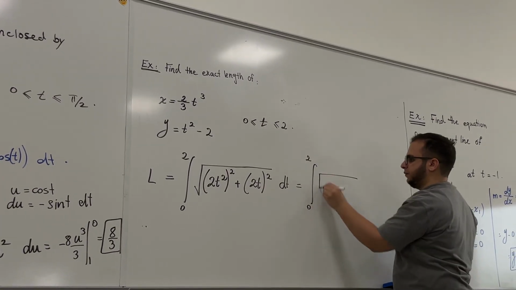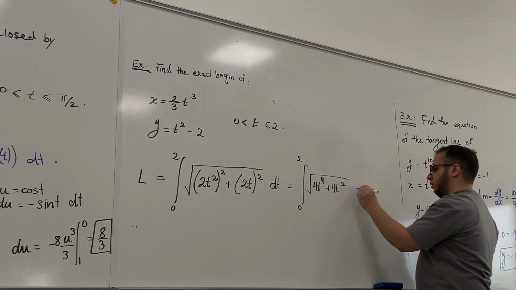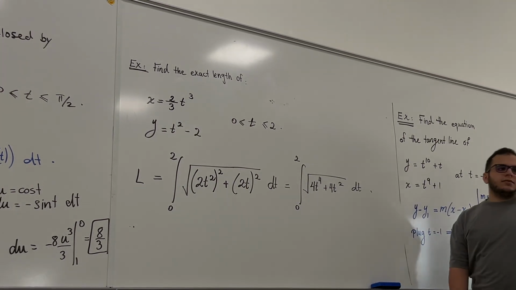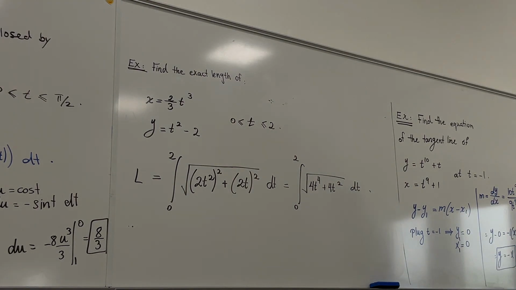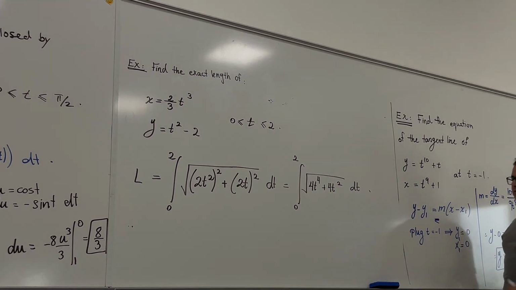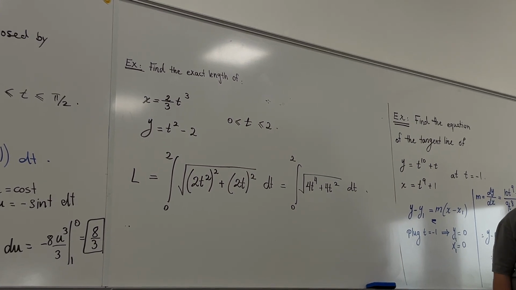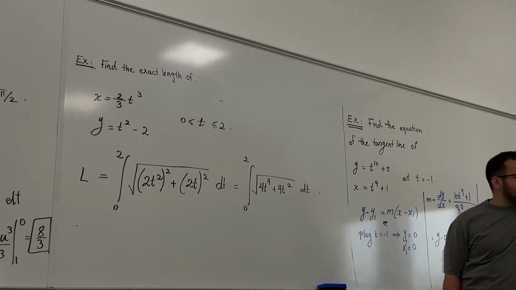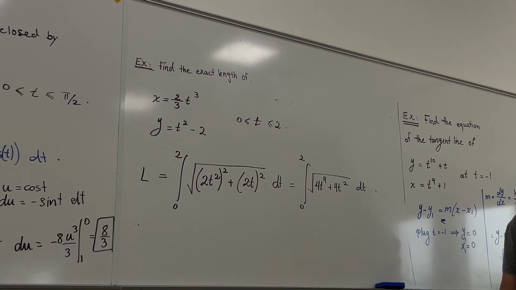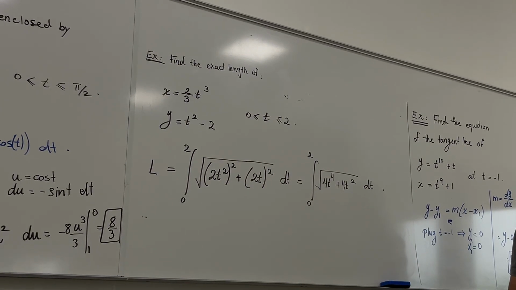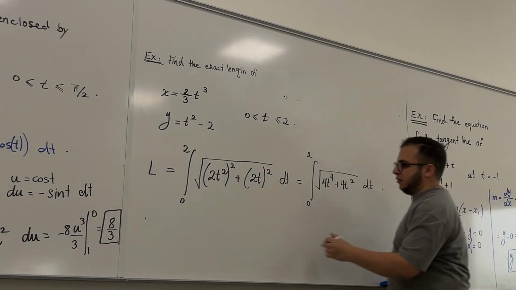Expand a little bit. 4t to the power 4 plus 4t squared dt. He didn't say set up, he said integrate. How do I integrate this? Take 4t squared as a common factor first. So let's do that.